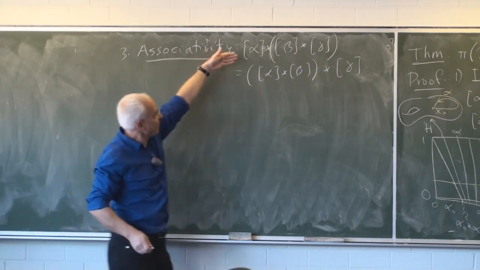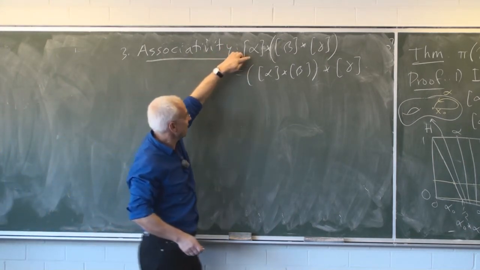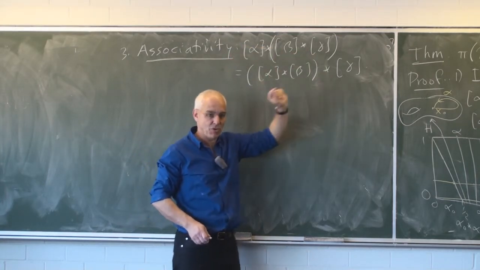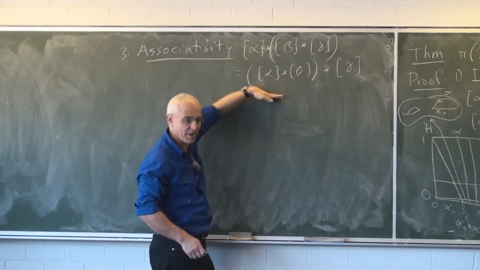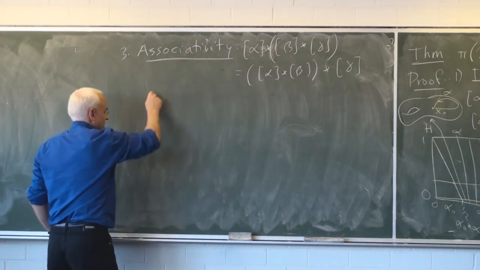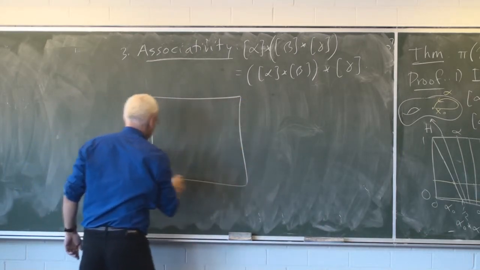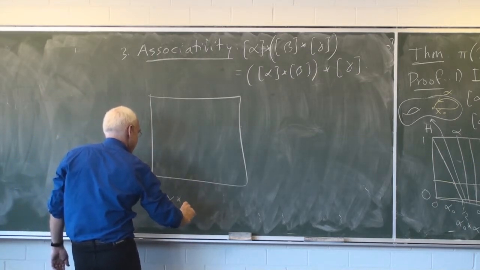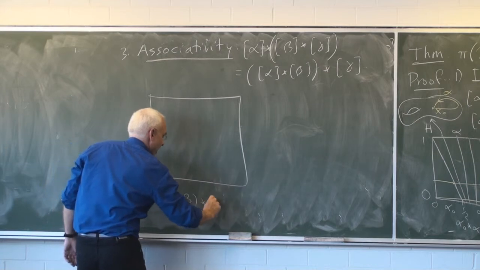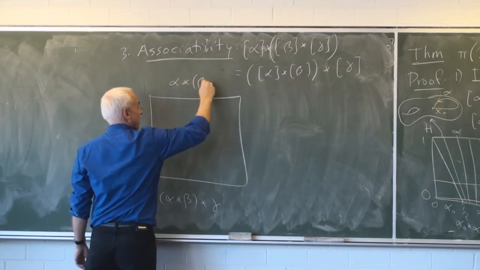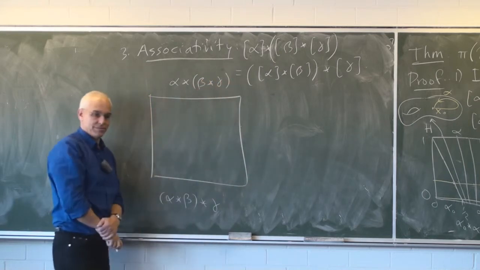Now again, this is at the level of classes, so it's not that this path is exactly the same as this path. We're only claiming that this path is homotopic to this path. Okay, that's what we have to establish. So again, we'll do it with a picture of a homotopy. And down here, I will look at alpha times beta times gamma. And up here, we'll have alpha times beta times gamma.